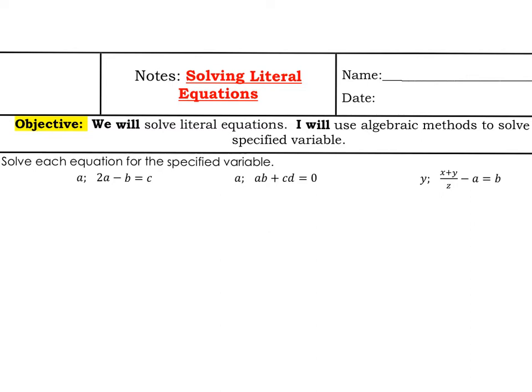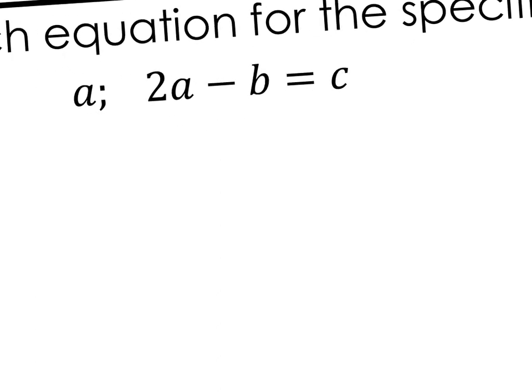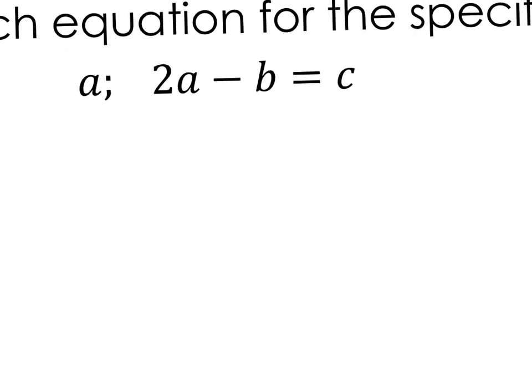So here I'm going to solve each equation for the specified variable. In this first example, I'm going to solve for a. Looking at this, I see that it equals c, so it's technically solved for c right now. If I'm solving this for a, then I need to get rid of this minus b, and I need to get rid of this 2. This c is on the other side of the equal sign, so it's not really affecting the a, so I don't have to worry about moving that c around. So I need to move out this 2 and I need to move out the minus b.